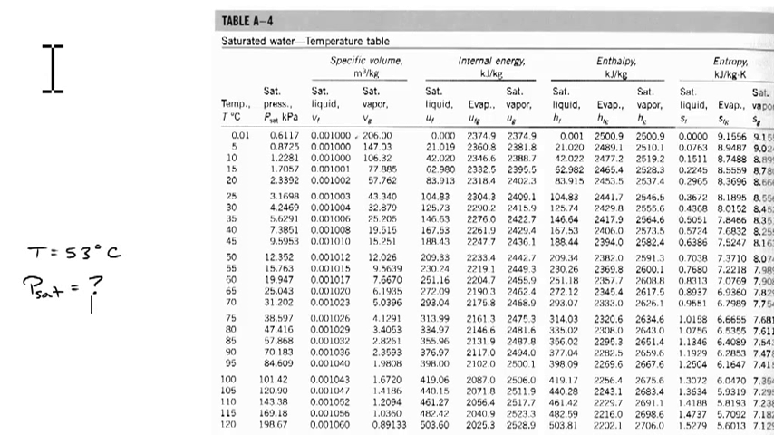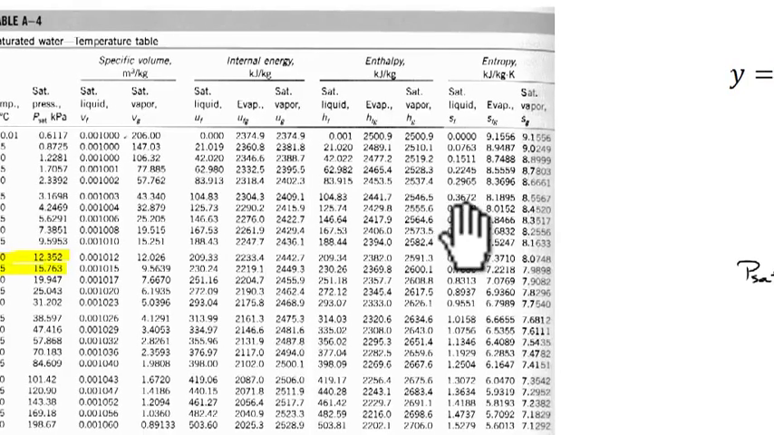Hey y'all, so let's say we're looking at the saturated water table and we want to figure out the saturation pressure at a temperature of 53 degrees C. And what we see on the table, there's data at 50 degrees C and saturation pressure data at 55 degrees C, but nothing at 53. So one thing we can do is linearly interpolate between those two values.